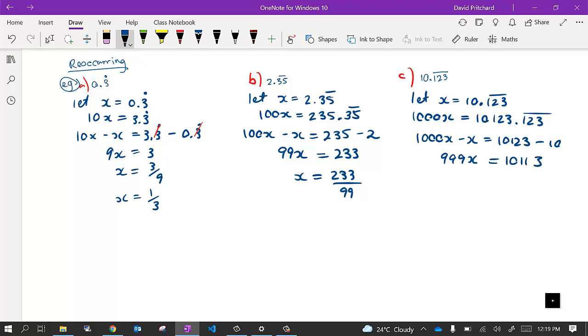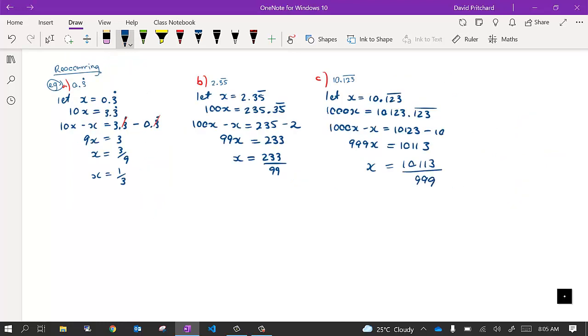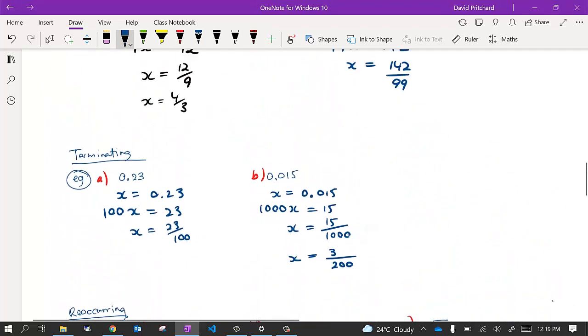10113, and therefore x is 10113 on 999. Now I'm not too sure if I can simplify that fraction, so I'm just going to leave it in this form. All right, so that's our process.